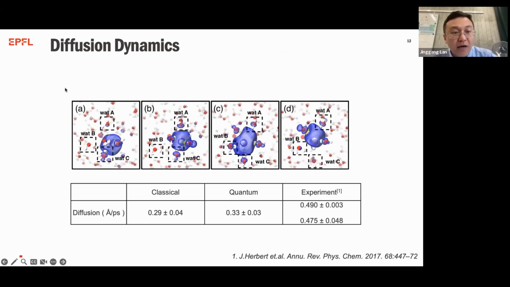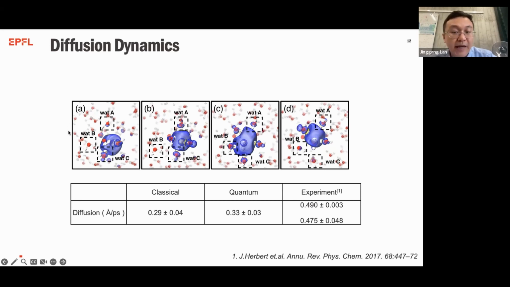Since our simulations are rather cheap, we can run long timescale dynamics, and that will enable us to understand the diffusion of the solvated electron. The diffusion is initiated by the formation of a hydrogen bond between the cavity and its unbound neighboring water. Here is water B, and the water C binding to the electron will be replaced by the other water, and then the binding water C will slowly move outward from the solvated electron.